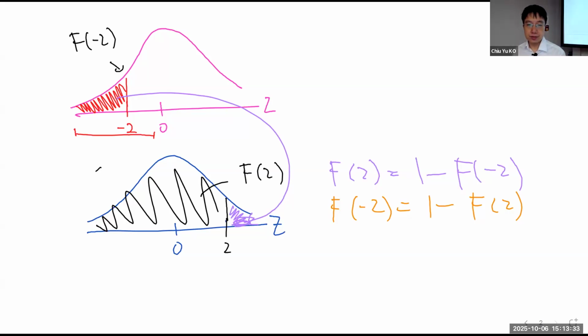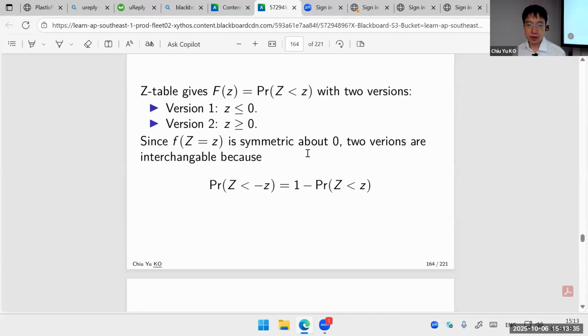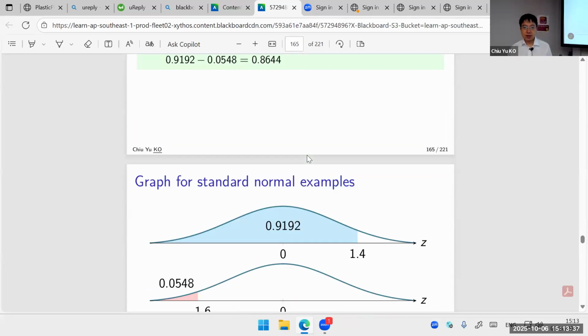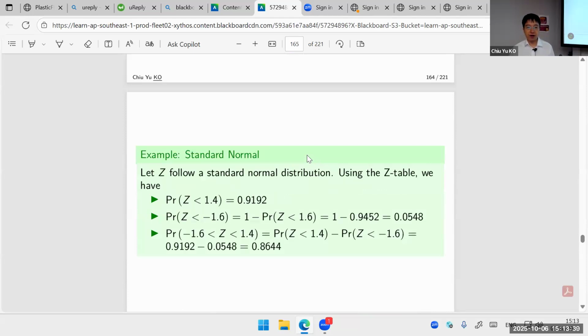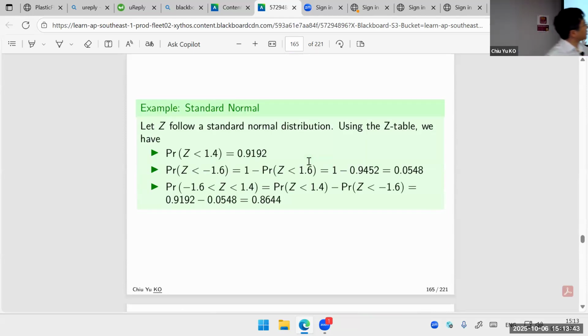So it's symmetric. Before the break, I think this is important: let's try to look this up. I want to show you how to look up the first item. What is P(Z < 1.4)? I want to get the 0.9192.